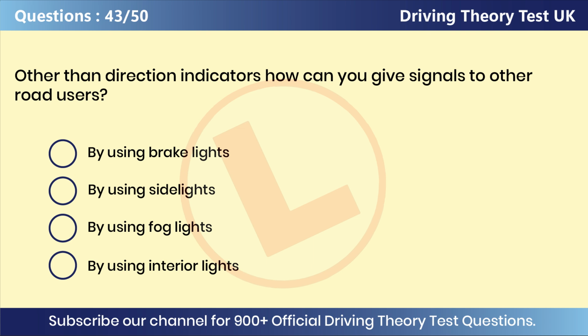Question 43. Other than direction indicators, how can you give signals to other road users? A. By using brake lights. B. By using side lights. C. By using fog lights. D. By using interior lights.